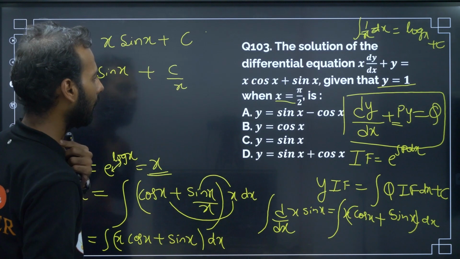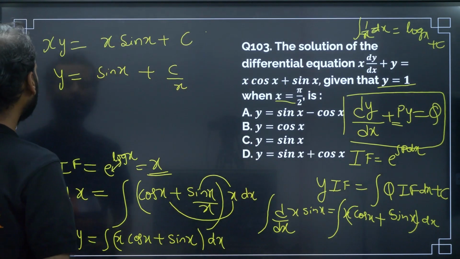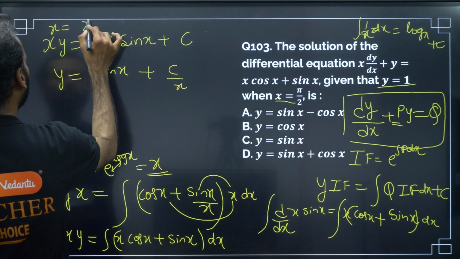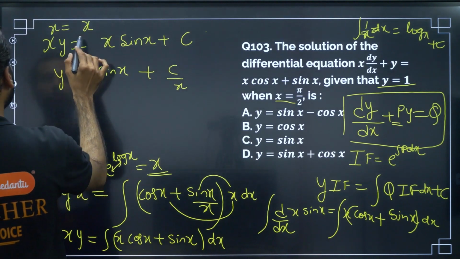Also, they have given some data. They want the solution where y is equal to 1. So if I place 1 here, with x is equal to pi by 2, that is y of pi by 2 is 1.